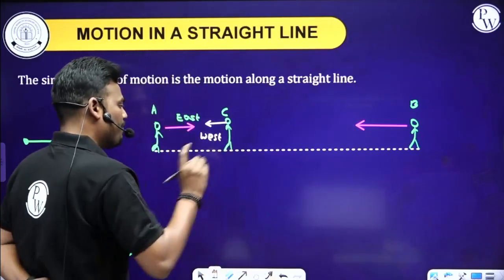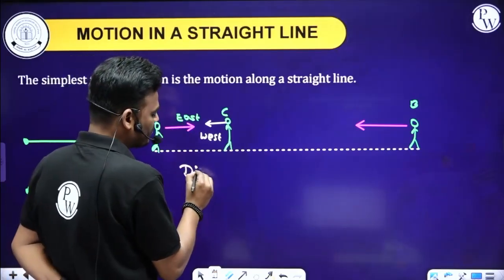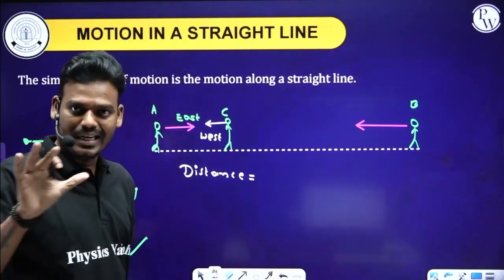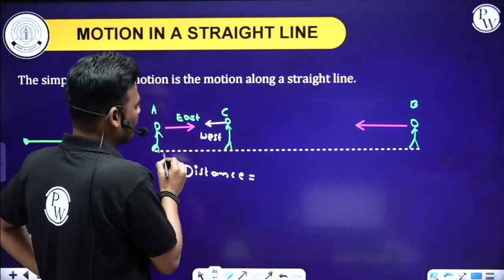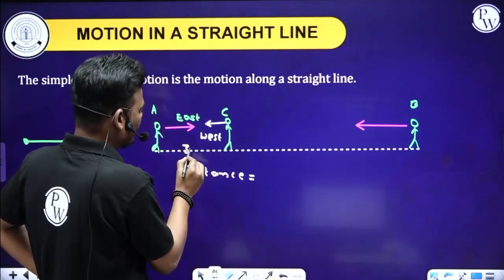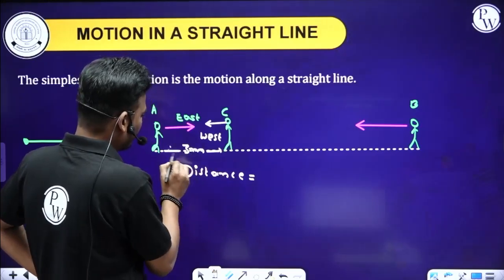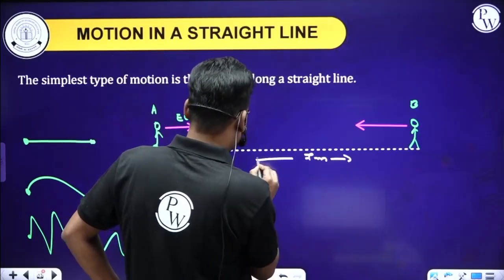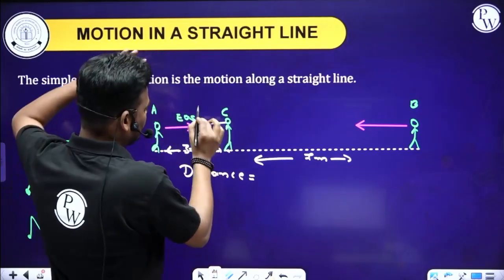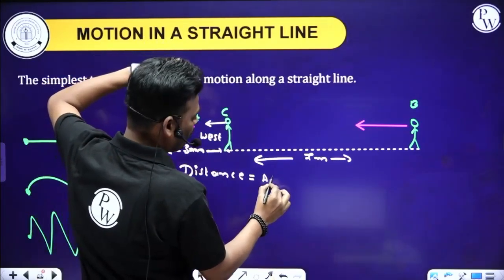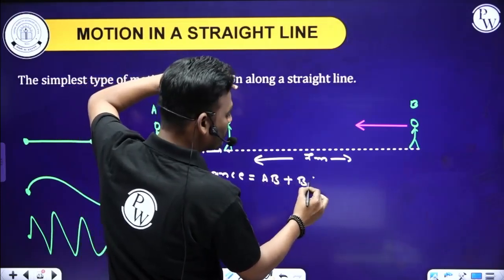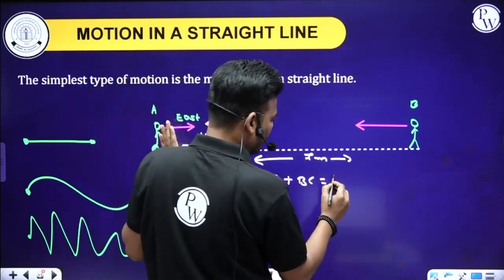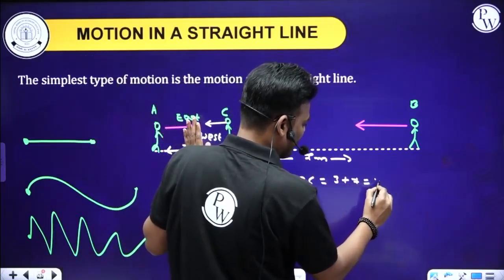Now here, if I want to express the distance, how do you express? Already we got to know what is the distance and displacement. Distance is nothing but the total length of the path. Example, if I consider this is 3 meter, from here to here, A to B. So let's consider this is 7 meter, from here to here. So total distance, that is A to B plus B to C. What is the distance from A to B? This is 3 meter and this is 7 meter. 3 plus 7, that is 10 meter.